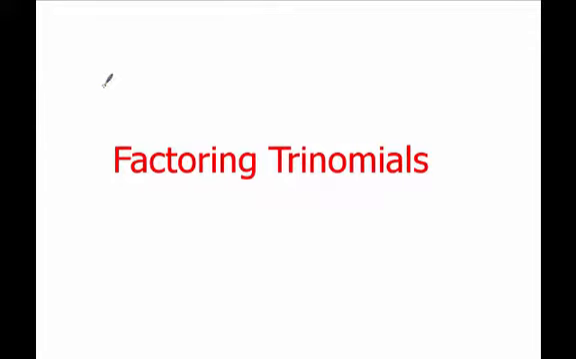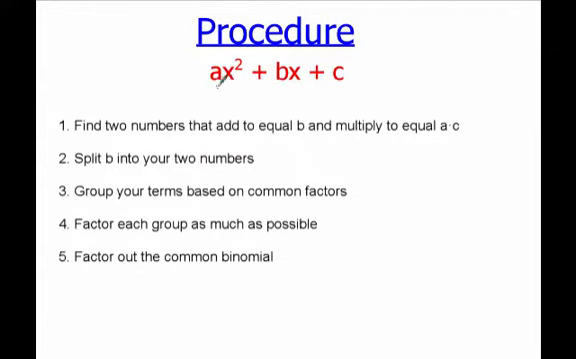Today's video is on factoring trinomials. So here is a trinomial right in here: ax squared plus bx plus c, where a and b are the coefficients of x squared and c is a constant. What we're going to be doing is factoring these into two binomials that multiply together to give you this trinomial.